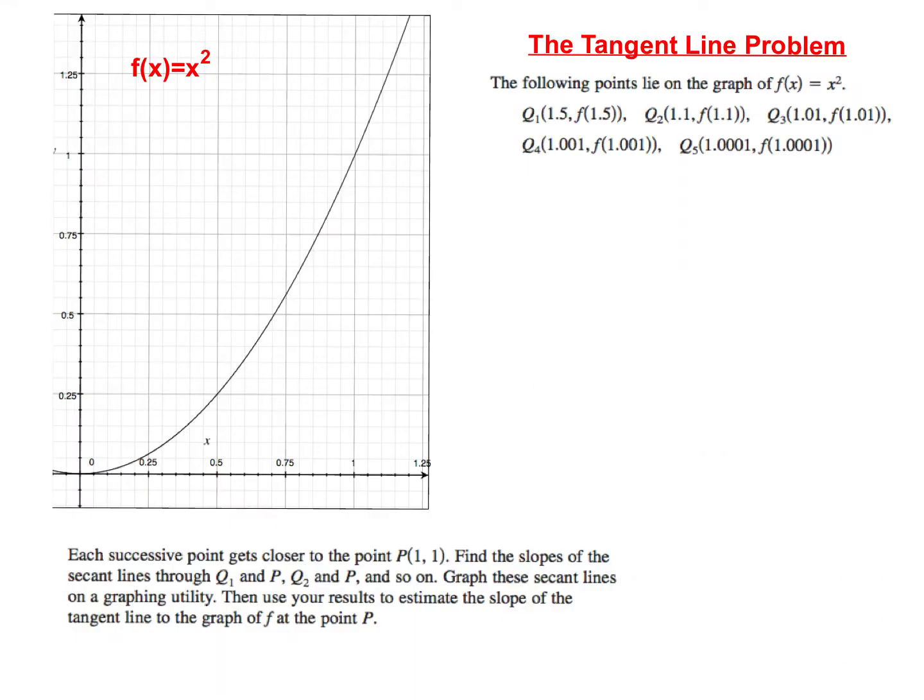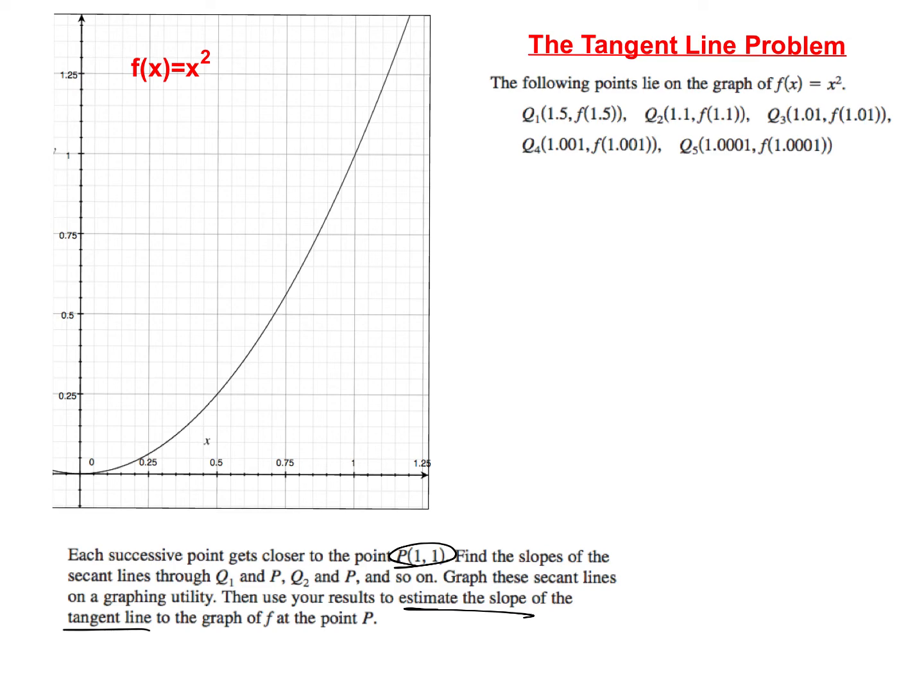All right, so this first function we're going to be looking at is x squared. I want to figure out the slopes of my secant lines going through 1.5 comma whatever 1.5 is of our function and so forth. And we're going to estimate, after we find the slopes, the slope of the tangent line really close to (1, 1). So we have a point (1, 1), and we're going to find what's tangent to that point.